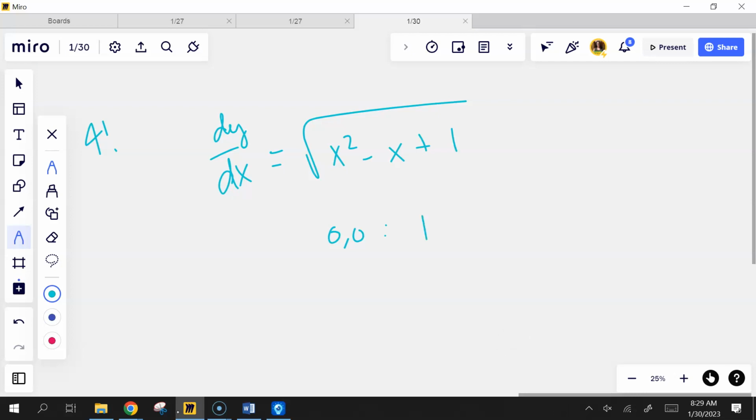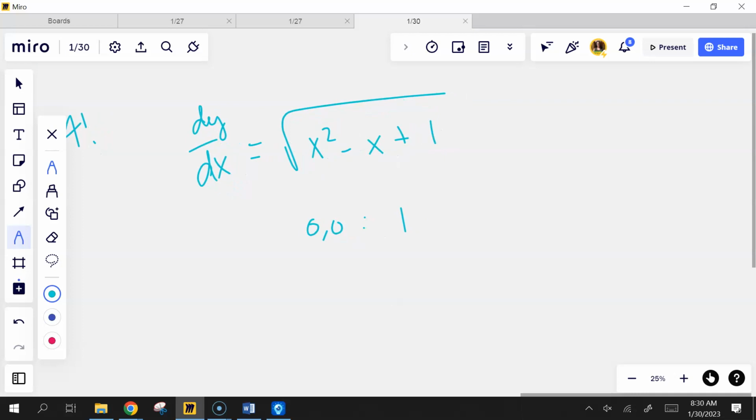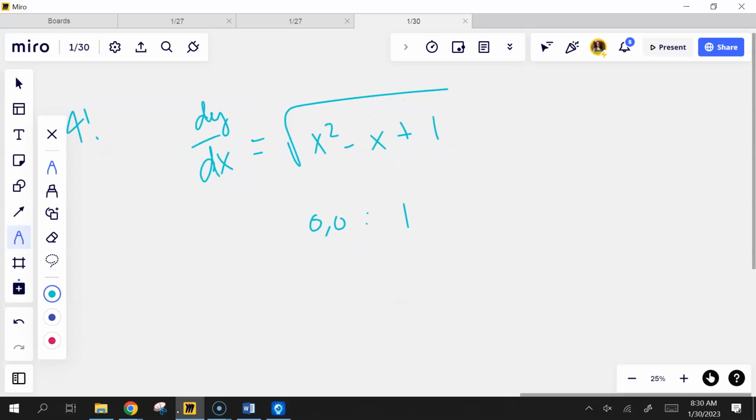How about at... I wouldn't be undefined anywhere here because I'm squaring. That's going to be bigger than subtracting the x. How about at, let's pick one in the first quadrant. How about at 2, 0?